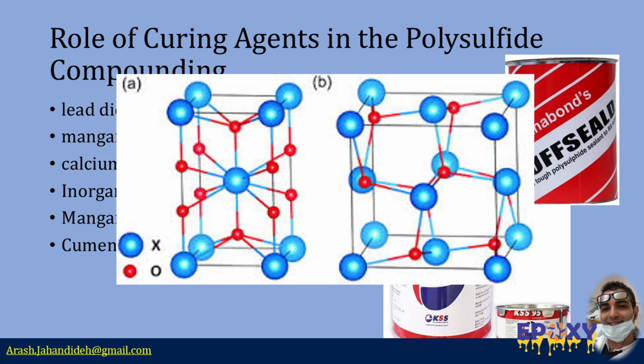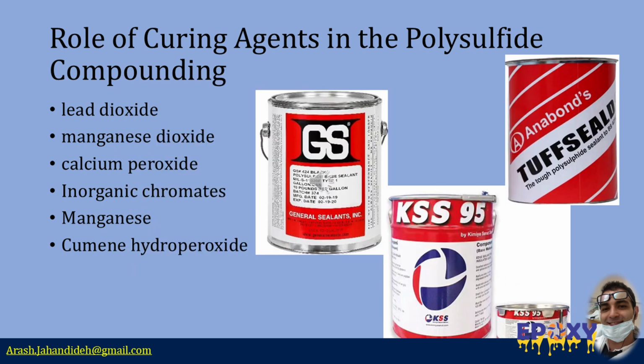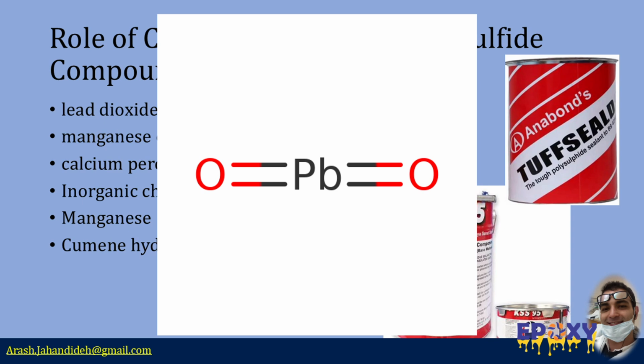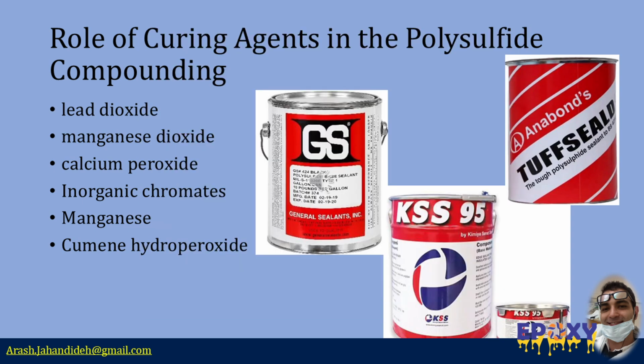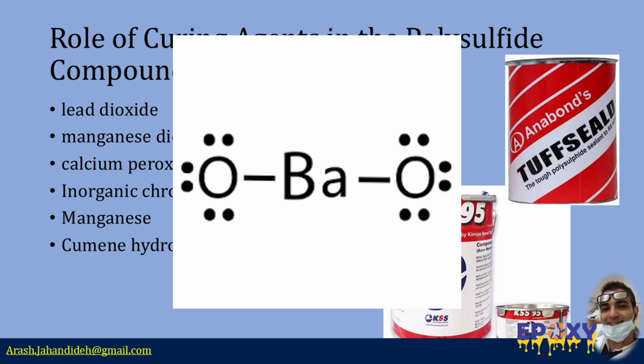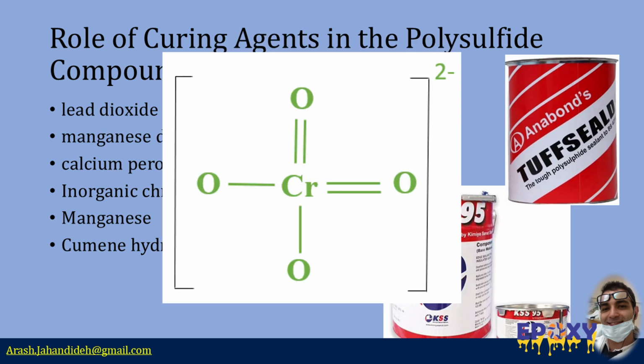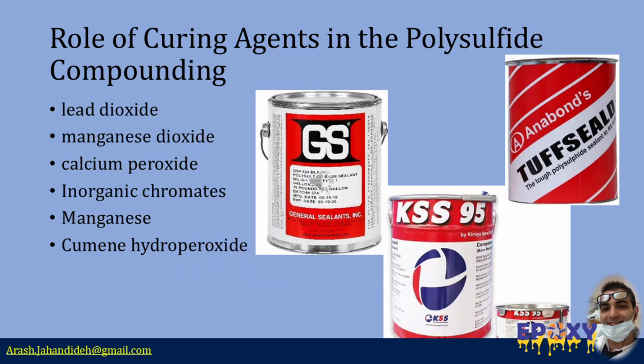The primary curing agents are metal peroxides and metal oxysalts, which exploit the reducing nature of the thiol groups to promote cross-linking. Examples include lead dioxides, manganese dioxides, calcium peroxides, barium peroxides, sodium and zinc compounds, as well as chlorates, dichromates, and permanganates. Organic peroxides and hydroperoxides have also been used commercially, with many other agents explored experimentally.